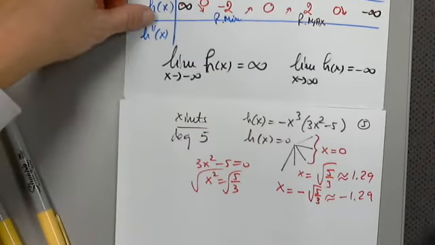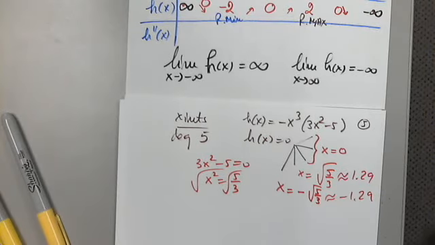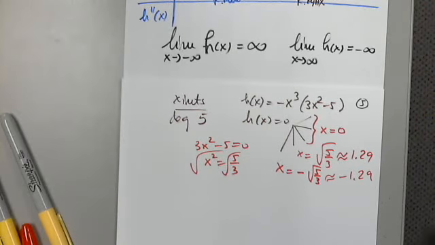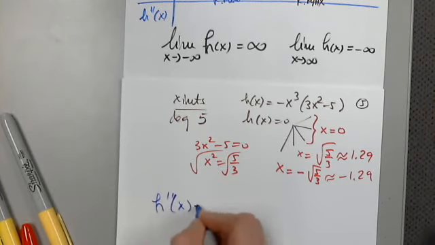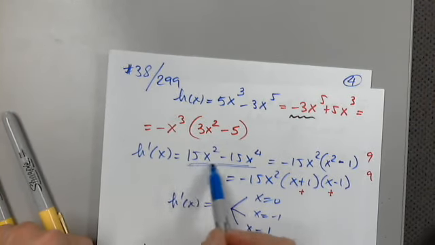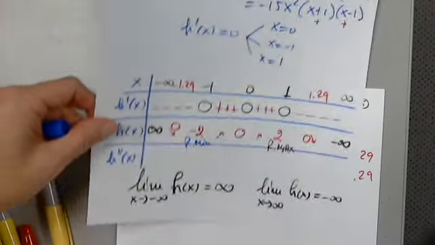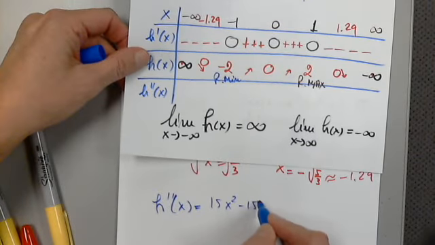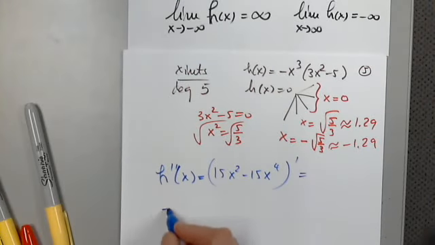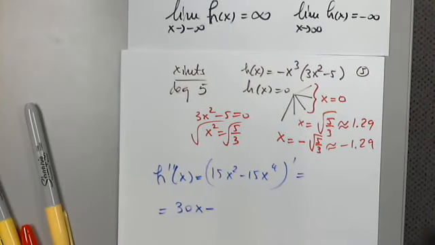Okay, ready? We're going to look at the second derivative now, and we're going to talk about the second derivative test and also what the second derivative tells us about the function. Ready? Okay, so the second derivative, I'm going to copy this and differentiate this. So 15x squared minus 15x to the 4th, prime. So this is 30x minus 60x to the 3rd.